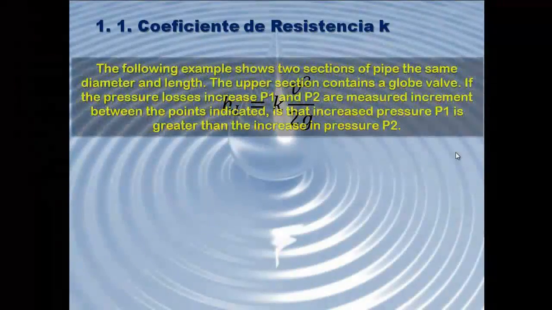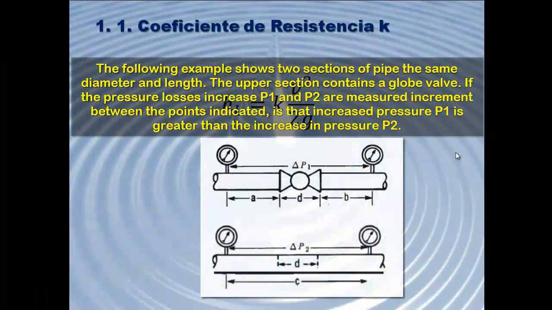The following example shows two sections of pipe of the same diameter and length. The upper section contains a globe valve. If the pressure loss increments P1 and P2 are measured between the points indicated, the pressure increment P1 is greater than the pressure increment P2.